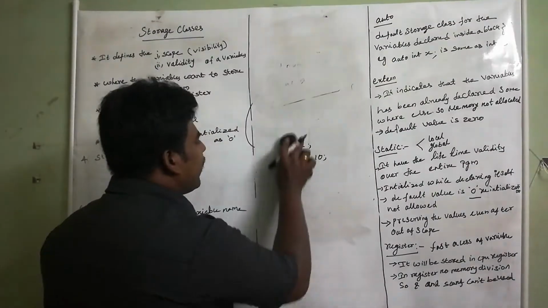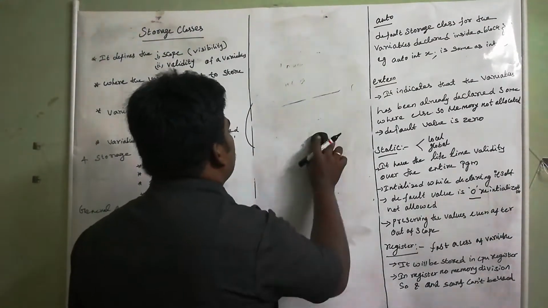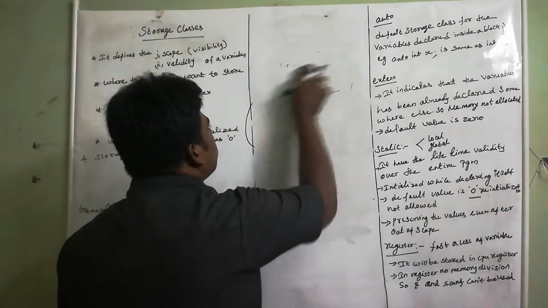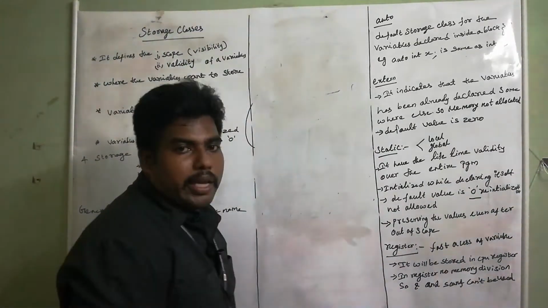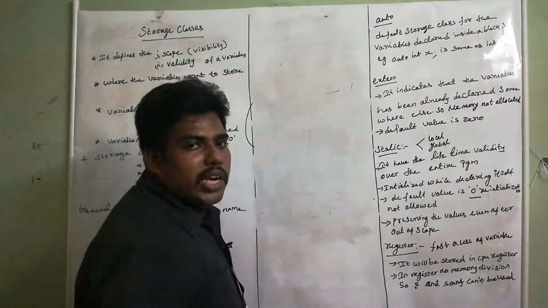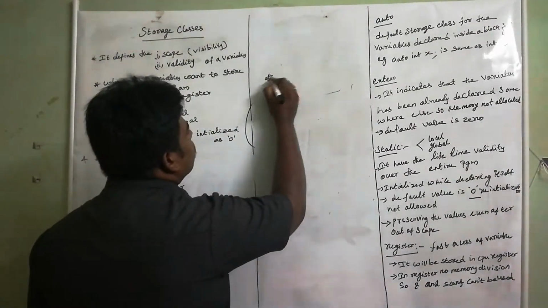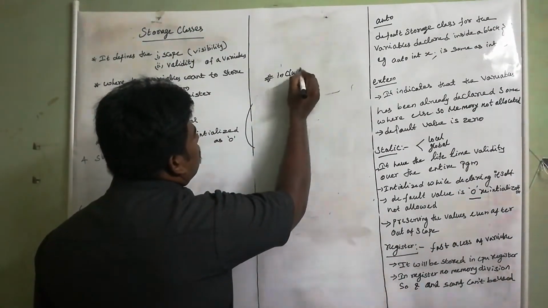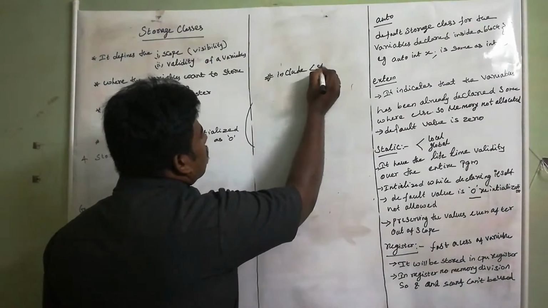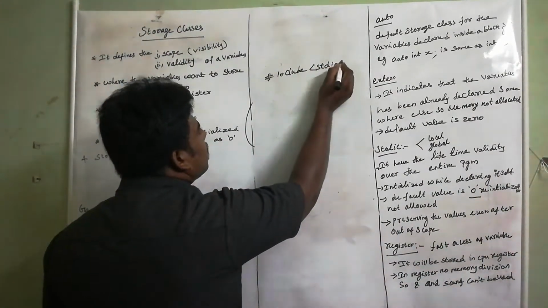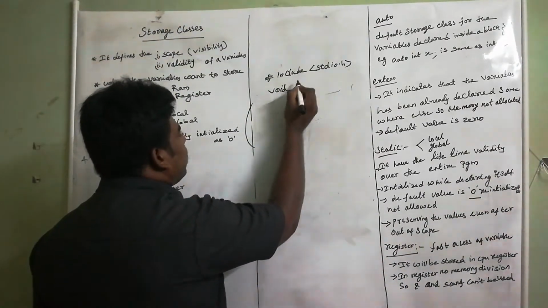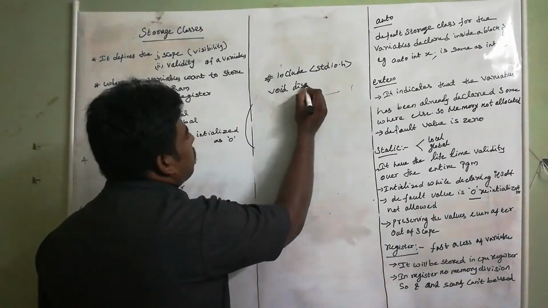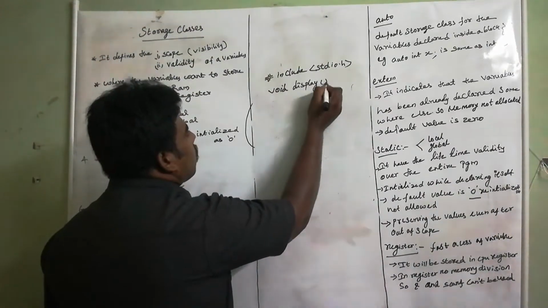Okay, so we can see one program for this. Here I am going to explain by using the function concept. So listen carefully. First I will write the program. #include <stdio.h>. Then I am going to use one user defined function, void display().